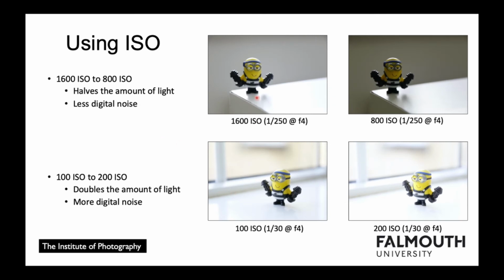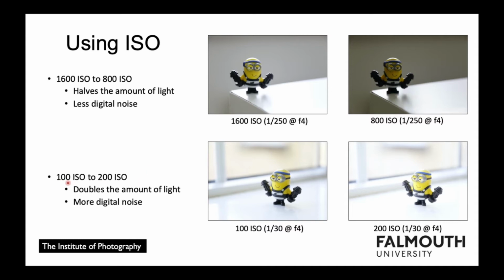So let's look at it with some images. If I shot one with 1600 ISO and I changed it to 800 ISO, that halves the amount of light. And notice I've changed from 1600 ISO to 800 ISO. Notice I've kept the rest of the exposure triangle the same. 250th of a second at f4, 250th of a second f4. And you can see the image has gone darker because the sensor is less sensitive to light, so it's going to record it slower.